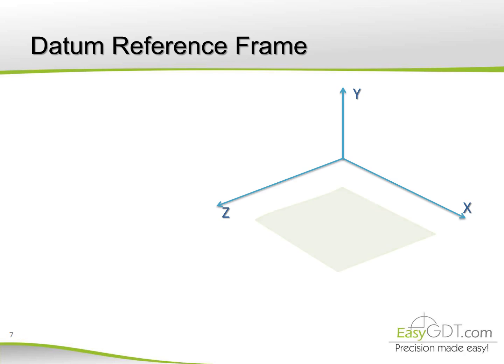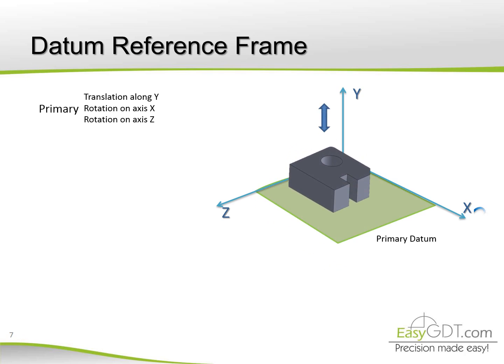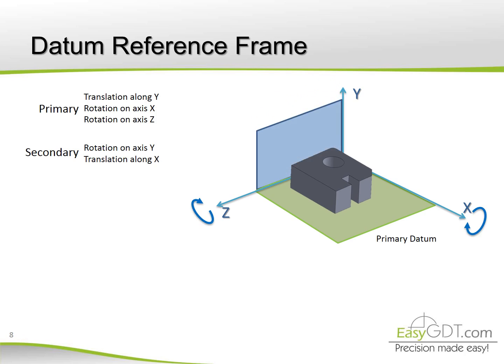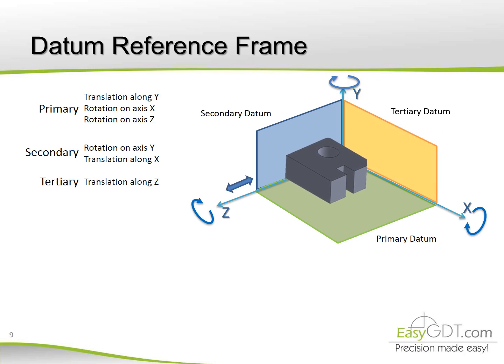The first datum limits 3 degrees of freedom, 2 rotations and 1 translation. Translation along Y, rotation on axis X, and rotation on axis Z. The second datum restricts rotation on axis Y and translation along X. And the third datum restricts the last remaining degree of freedom, which is translation on axis Z. With this, the part is completely fixed.